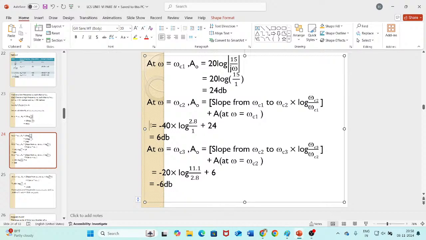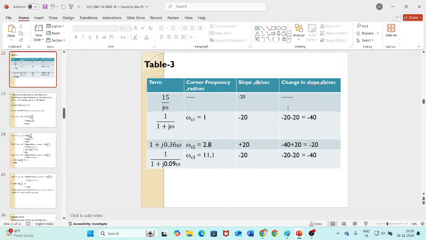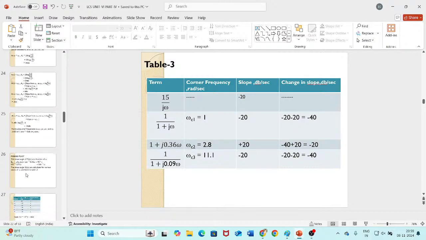Similarly, consider omega equal to omega C2. The formula for A naught changes: it is the slope from omega C1 to omega C2 into log omega C2 by omega C1, plus A at omega equal to omega C1. So what is the slope from omega C1 to omega C2? Go to the table. It is minus 40.